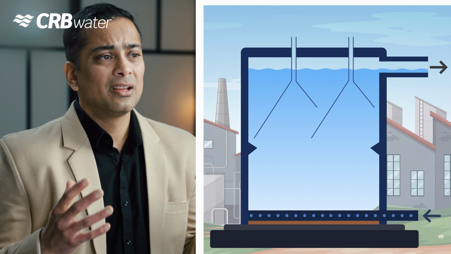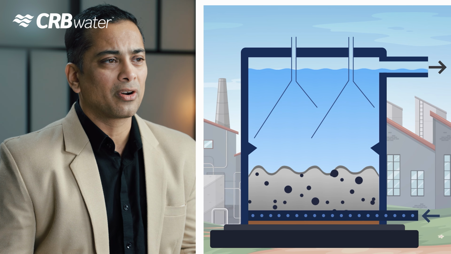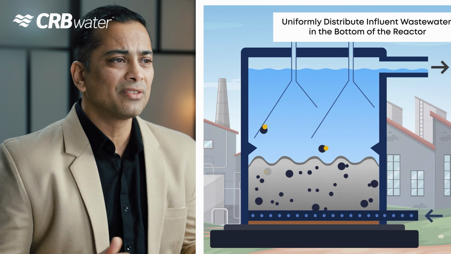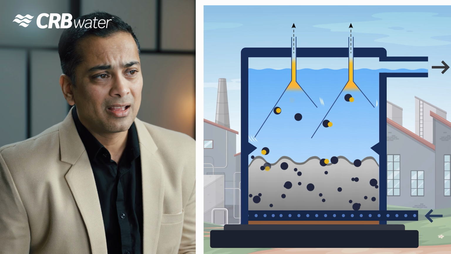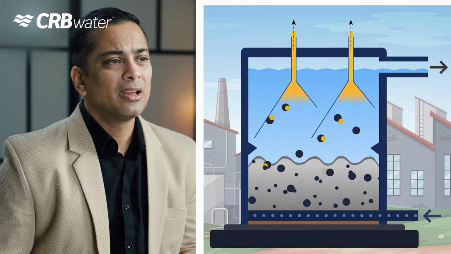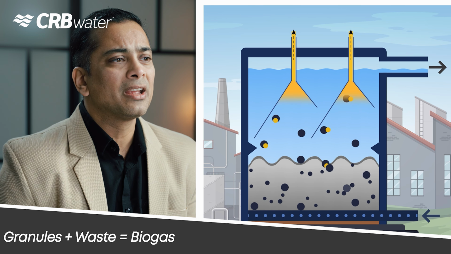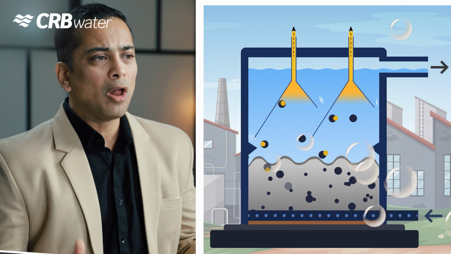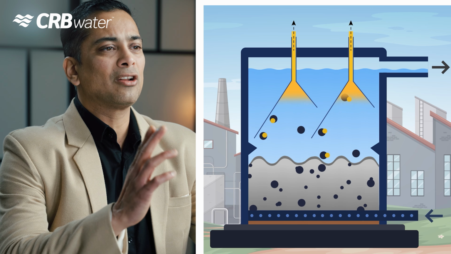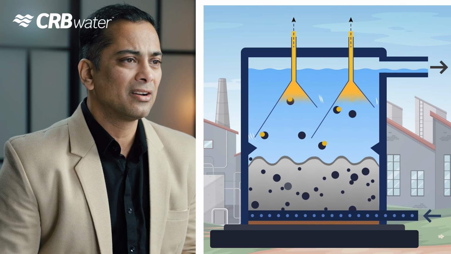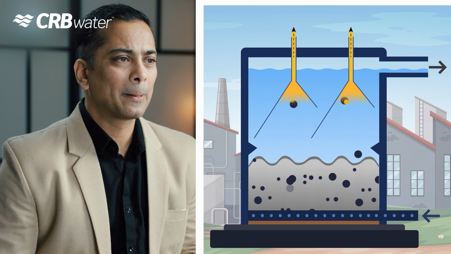These reactors feed incoming wastewater in the bottom of the reactors to achieve maximum contact between a thick blanket of granular biomass and the incoming waste. Granules rapidly convert organic pollutants into small bubbles of biogas. These biogas bubbles lift the granules to the top portion of the reactor due to their buoyancy.